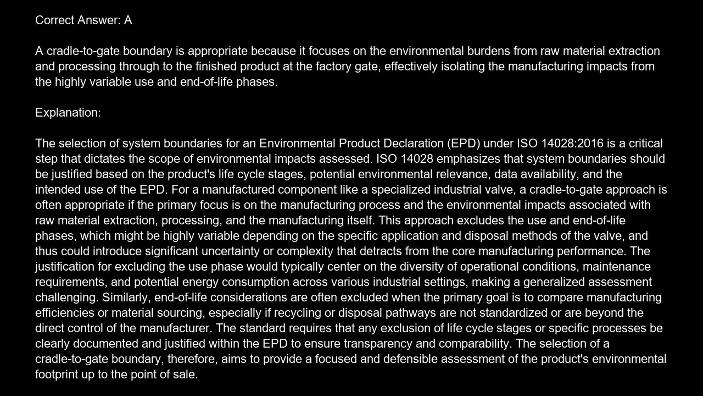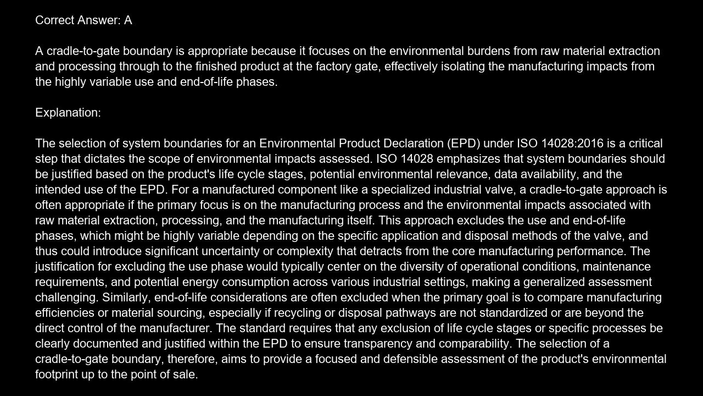under ISO 14028-2016 is a critical step that dictates the scope of environmental impacts assessed. ISO 14028 emphasizes that system boundaries should be justified based on the product's life cycle stages, potential environmental relevance, data availability, and the intended use of the EPD.